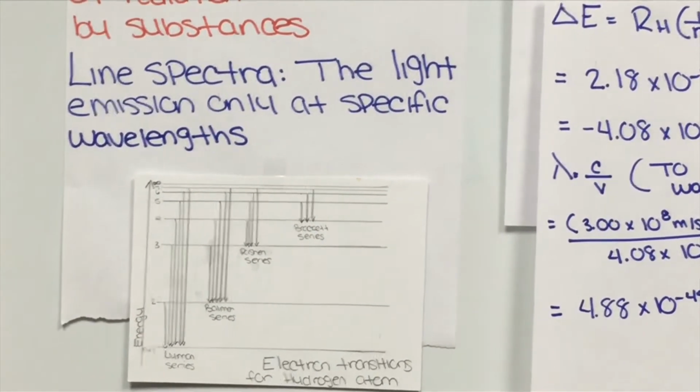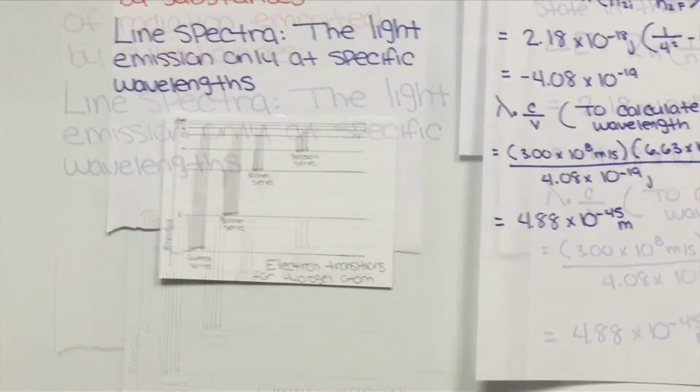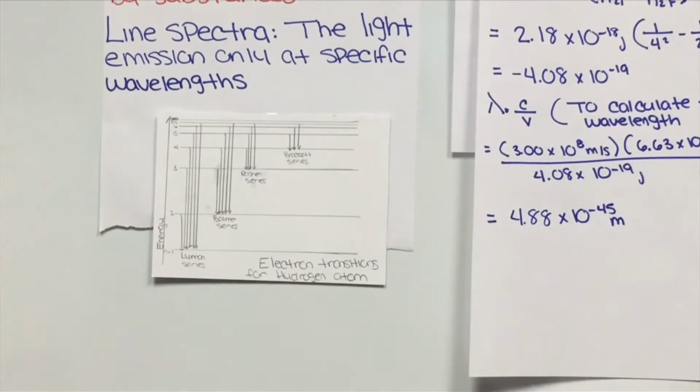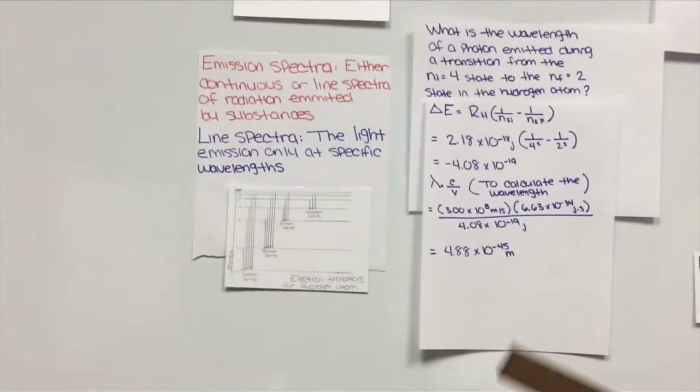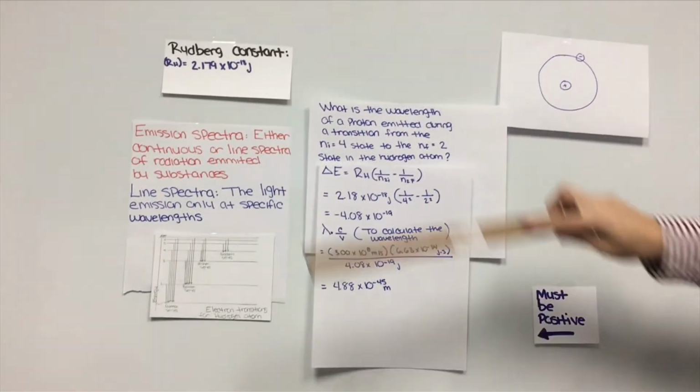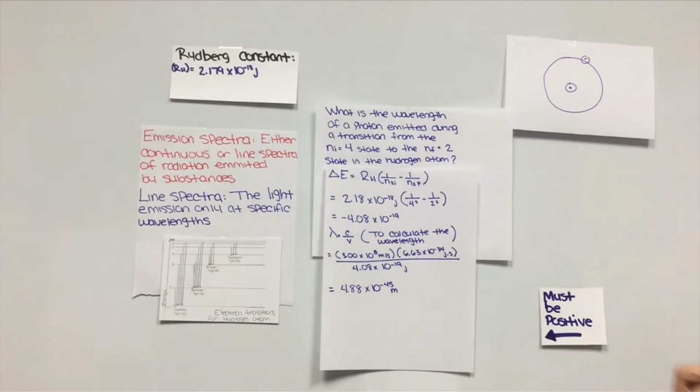As the energy decreases, the gaps decrease as well. Every element has its unique emission spectrum, and it will always be different due to its unique nucleus. Here I have an example showing how to use the Rydberg constant within the problem.